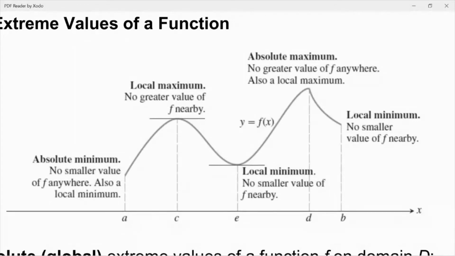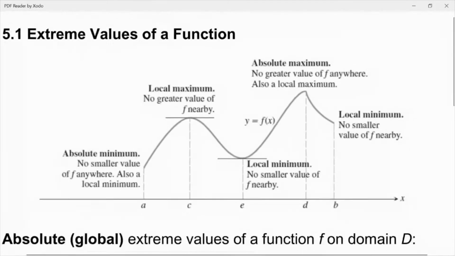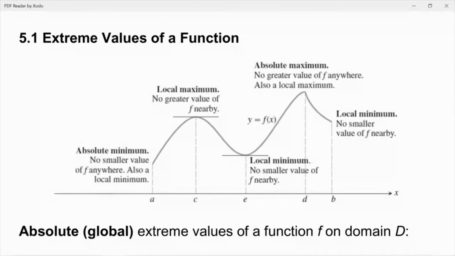Same thing with a local minimum. If we're just looking at some small interval and we have a low point within that interval, we'd call it a local minimum. But if we're looking at our entire interval and we have a value that's lower than all the rest of them, that would be our absolute minimum. Okay, so like I said, intuitively, you can kind of tell what those are when you look at a graph.